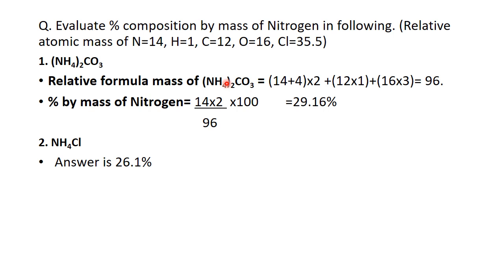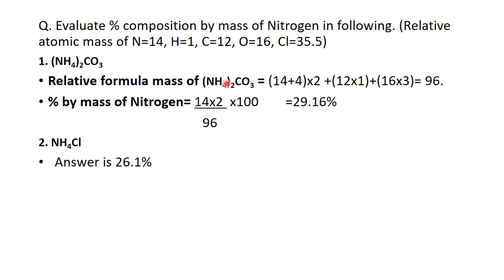We have to find the formula mass of this compound. Because it is an ionic compound, we have to find the formula mass. So in NH4, ammonium, nitrogen has a relative atomic mass of 14, and in H4 there are 4 hydrogen atoms. One hydrogen has a relative atomic mass of 1, so 14 plus 4. It will be multiplied by 2 because you can see the subscript of 2 outside the NH4.